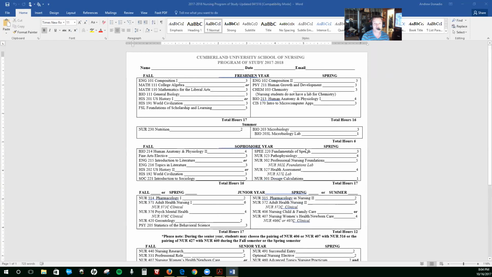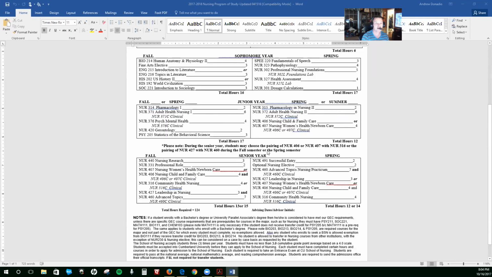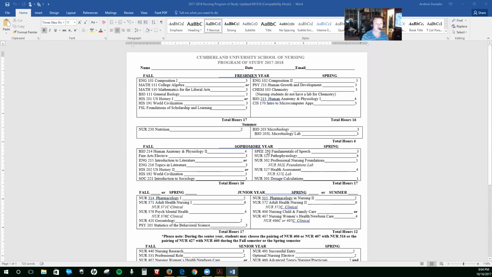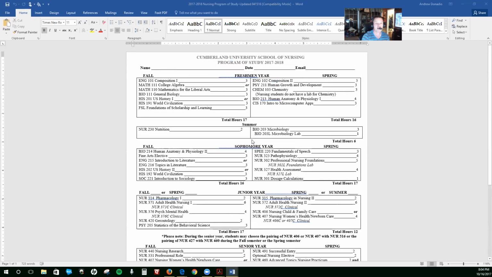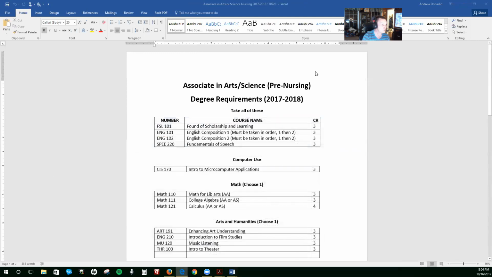This is the Cumberland University School of Nursing Program of Study. This is what gets you from semester 1 to semester 8, 9, or 10, depending on where you're at, to get your Bachelor of Science degree in nursing. So that should be printed out. You should have your grades written in here for all the classes that you've taken. So that's number 1.